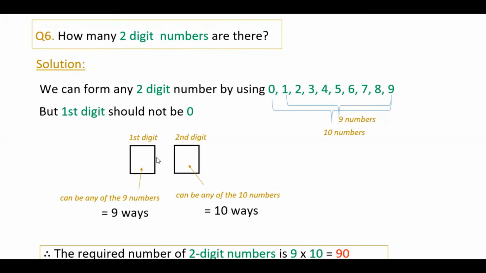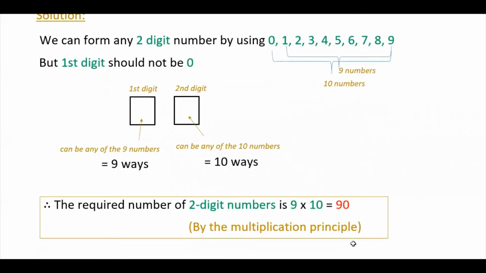For example, here it is 0, then here it is, for example, 9. Then 0, 9, that is a 9 only, that is a 1-digit number. So in the first digit, you should not use 0. In the second digit, you can use any of these 0 to 9 numbers. So here in the first digit, only 9 ways, excluding this 0. And in the second digit, 10 numbers. So 10 ways. Therefore, the required number of 2-digit numbers is 9 into 10, that is 90.